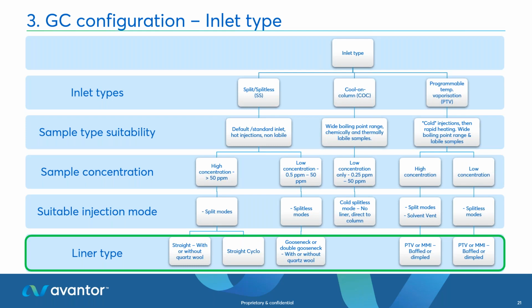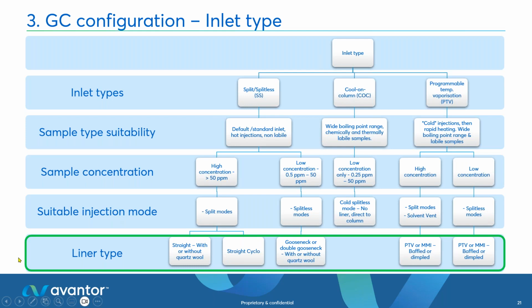Then with splitless injection, this is different. These have goosenecks. They might have a double gooseneck with or without quartz wool, and this helps focus the sample. So if you put, say, a splitless liner into a split mode injection, then you may see issues with your chromatography because that liner is just not suitable for high flows.